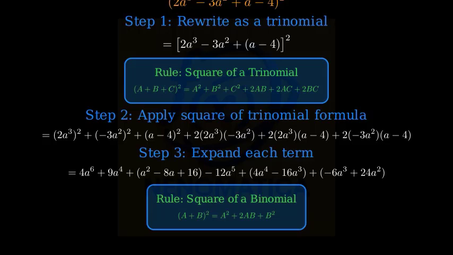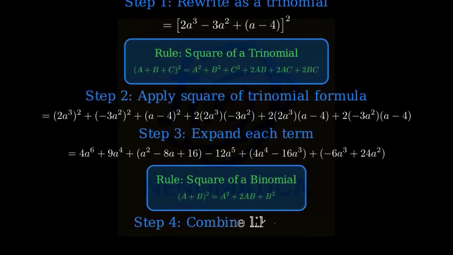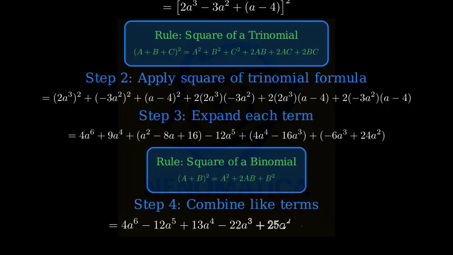For step 4, let's combine all like terms to simplify our expression. We'll combine all the terms with the same power of a. For a to the 6th power, we have 4a to the 6th. For a to the 5th power, we have negative 12a to the 5th. For a to the 4th power, we have 9a to the 4th plus 4a to the 4th, which gives us 13a to the 4th. For a cubed, we have negative 16a cubed plus negative 6a cubed, which gives us negative 22a cubed.